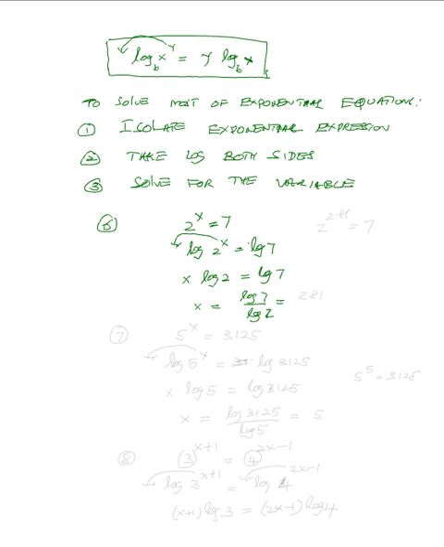And I think it is something like 2.81. So what we are saying here is, if you raise 2 to the power 2.81, we will get 7 as our answer. Now let's look at another example.